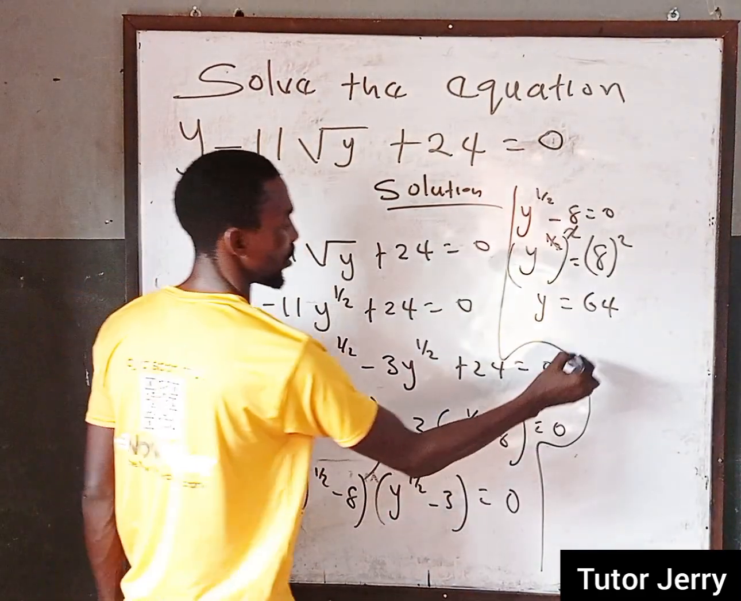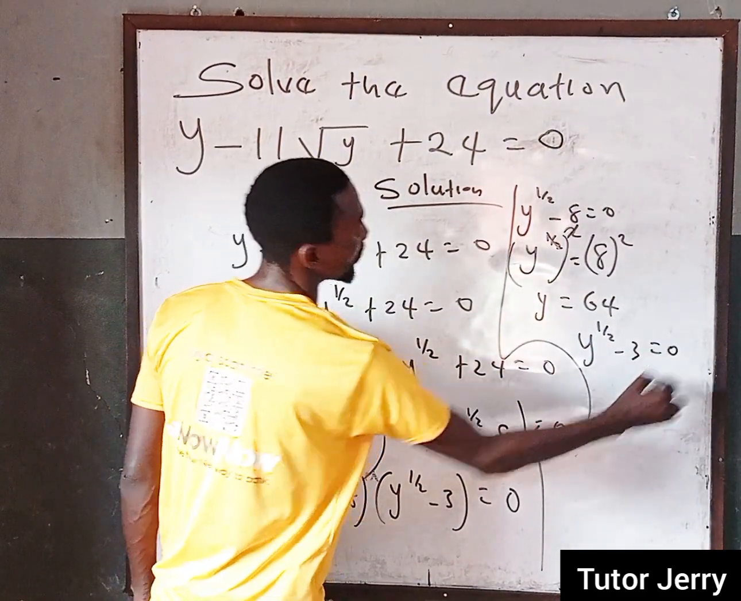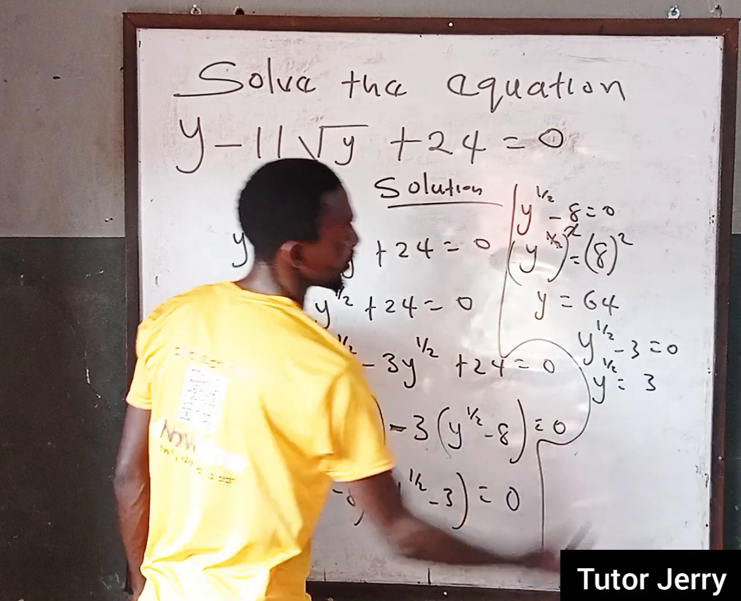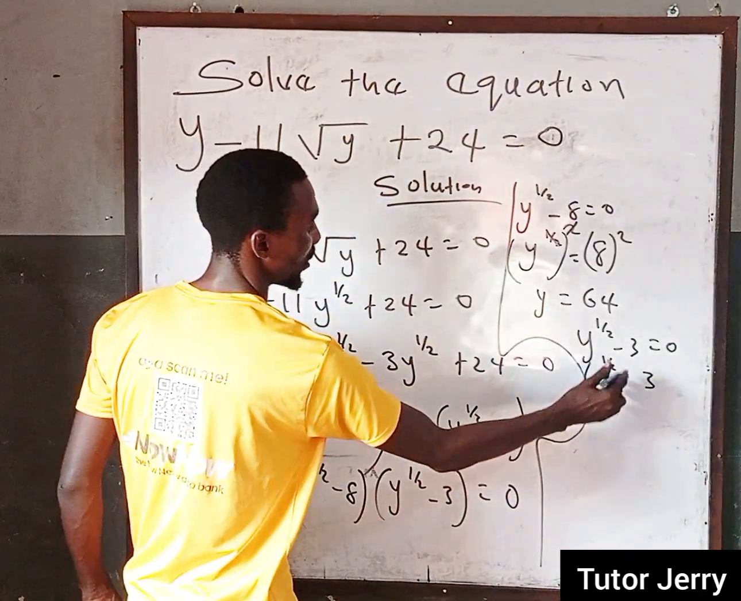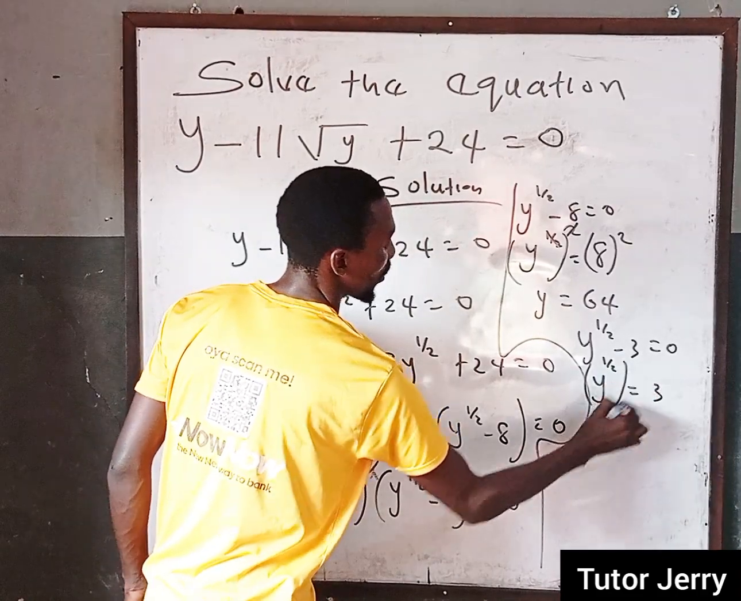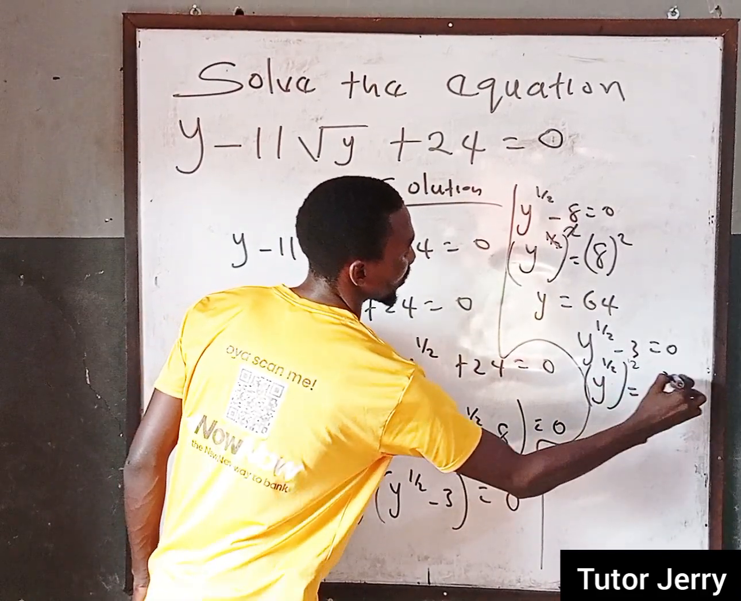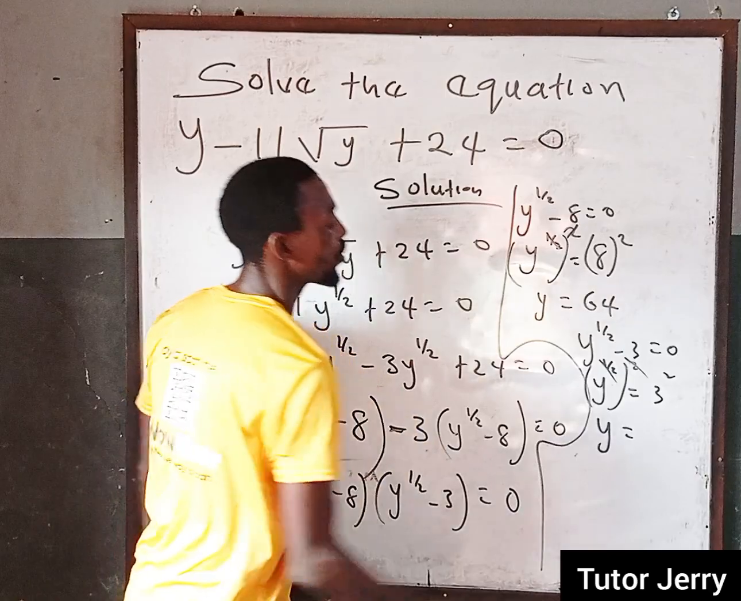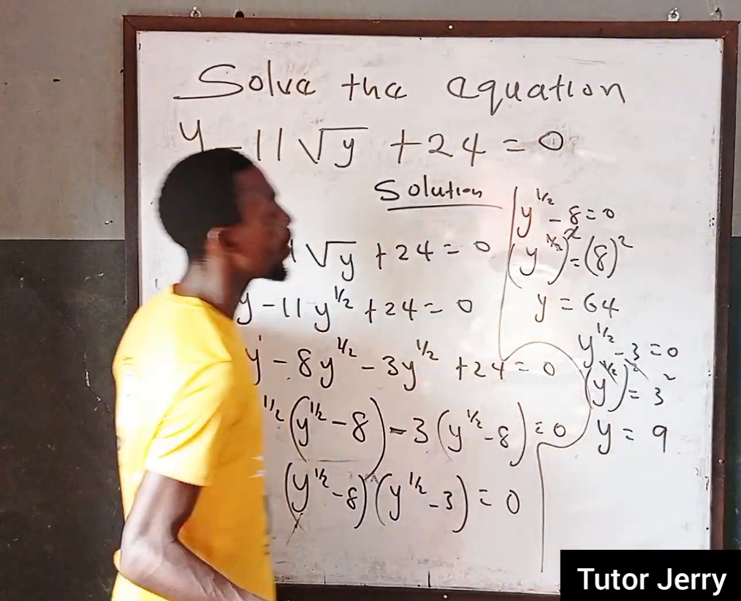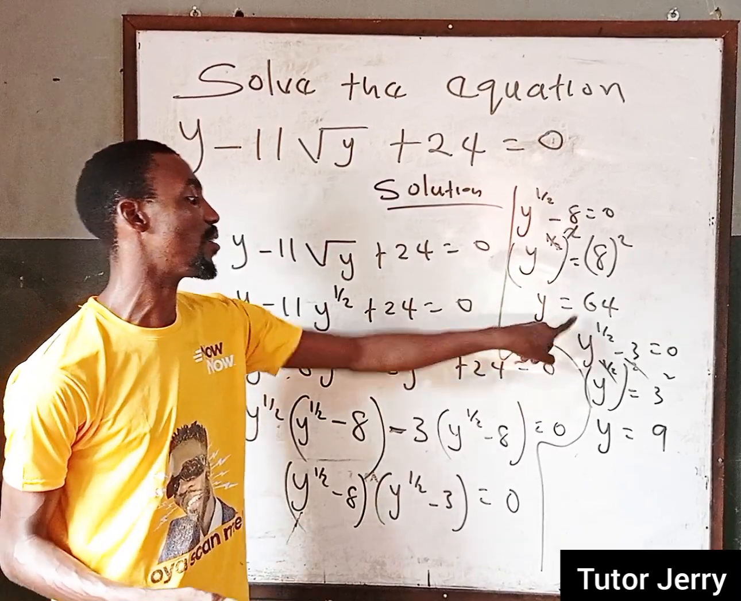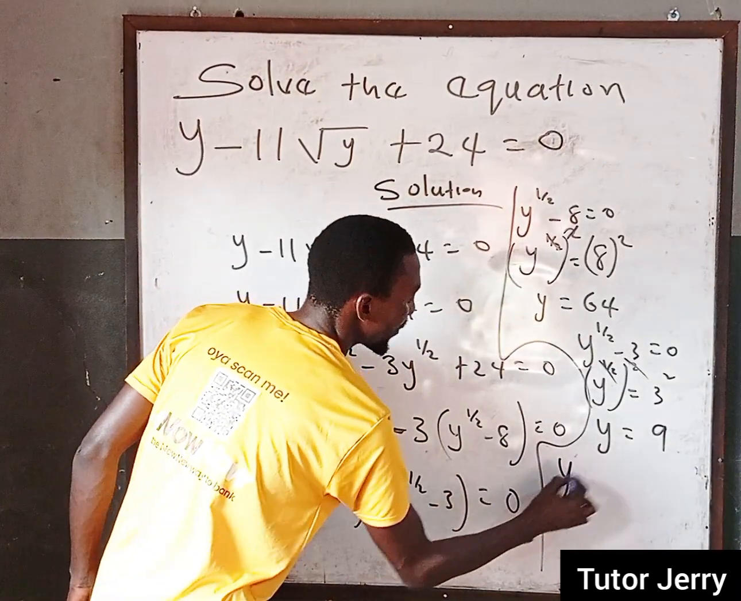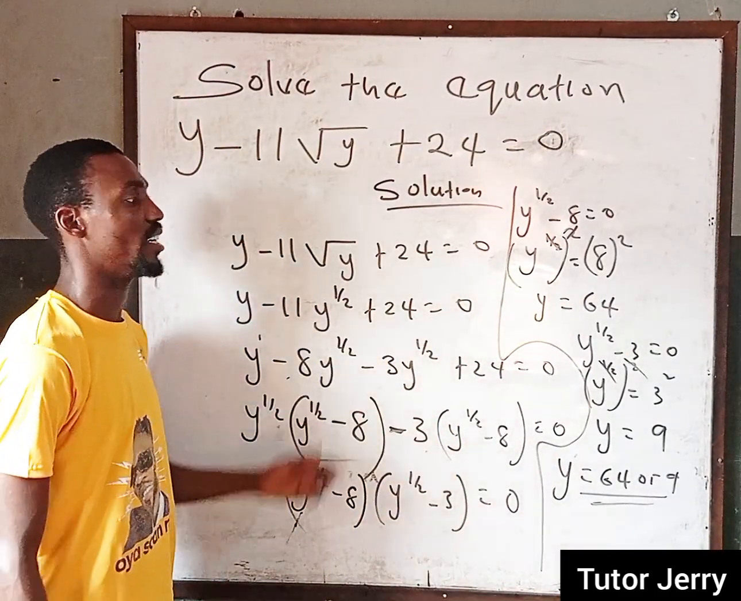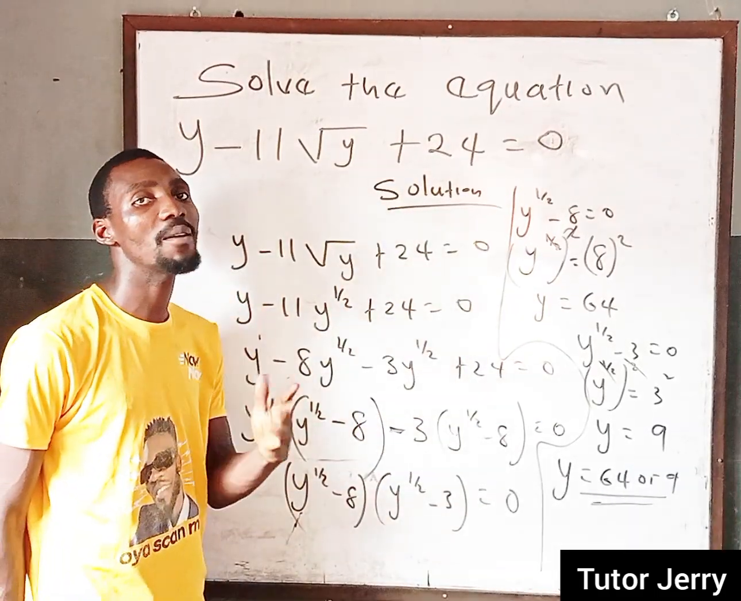Alright, if we put y to power 1 over 2 minus 3 equal to 0, move this to the other side, I'm going to have y to power 1 over 2 equals 3. If we square both sides now, sorry for my writing, this becomes like this. So square both sides, and we'll be left with y equals 3 to power 2, which is 9. So the value of our y here is: y is equal to 64 or y is equal to 9. So that is the answer to this equation. Alright, this is your first time coming across the video.